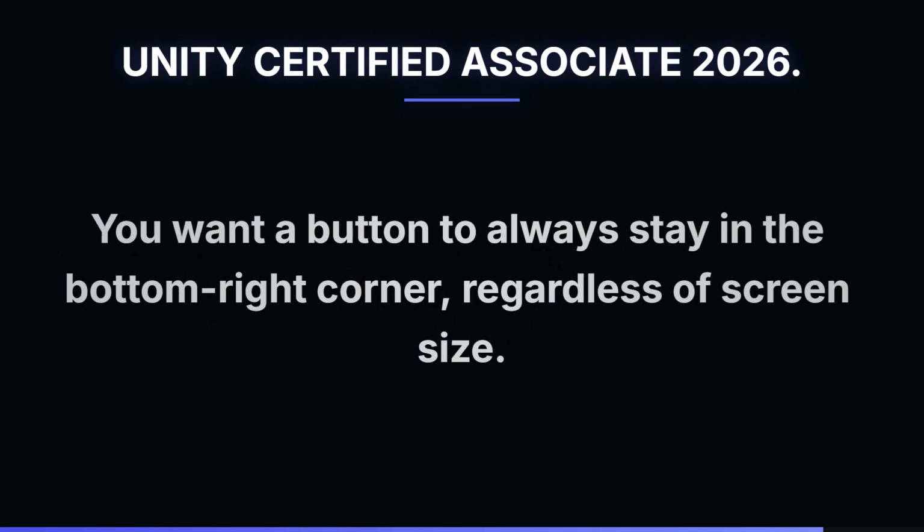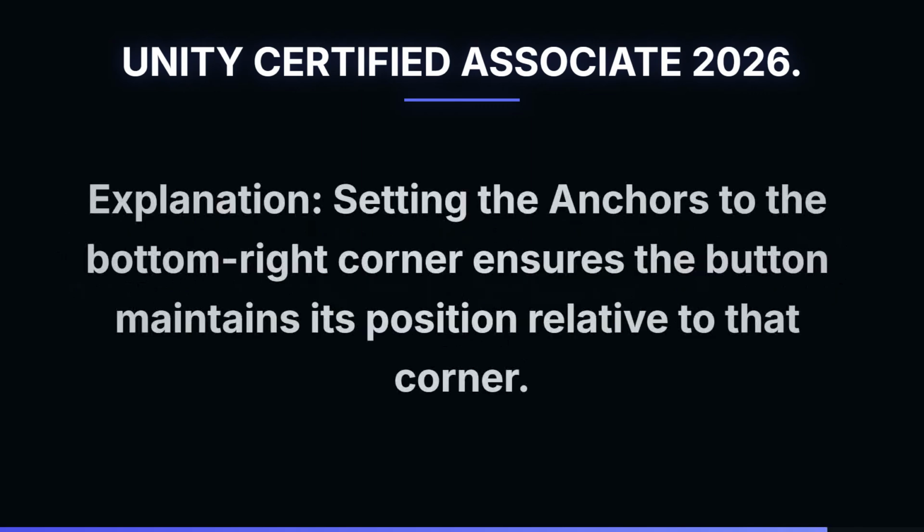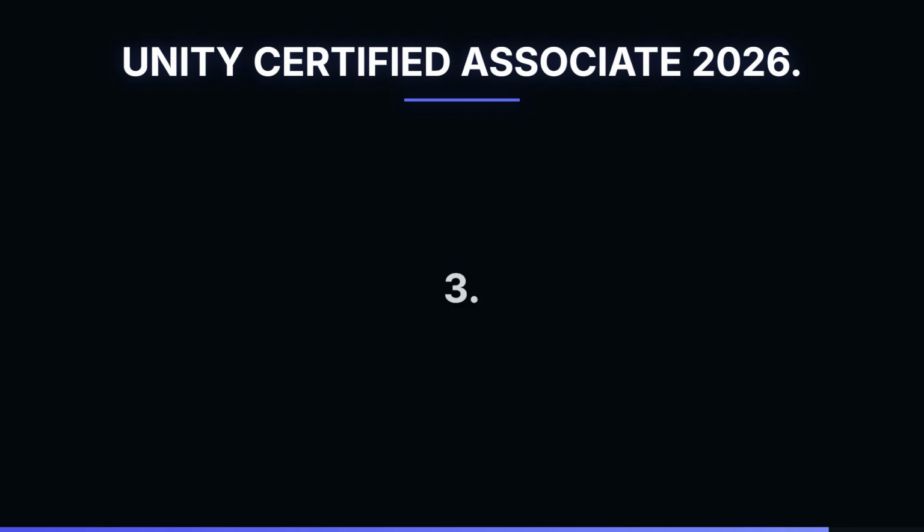2. You want a button to always stay in the bottom right corner, regardless of screen size. What do you adjust? Answer: anchors. Explanation: setting the anchors to the bottom right corner ensures the button maintains its position relative to that corner.